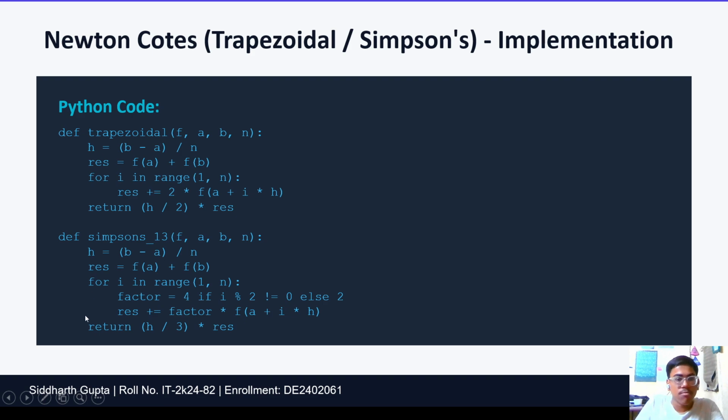we will put a ternary condition here: factor is equal to 4 if I mod 2 is not equal to 0, else 2. Resultant is equal to resultant plus factor into f of a plus I h, and we will return h by 3 into resultant. So this is the simple Python implementation code for Simpson's 1/3.